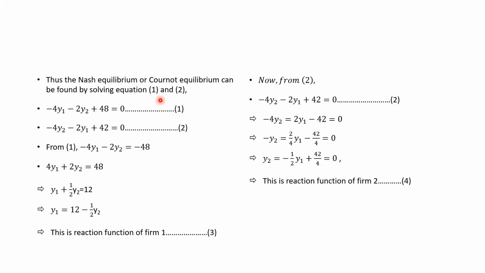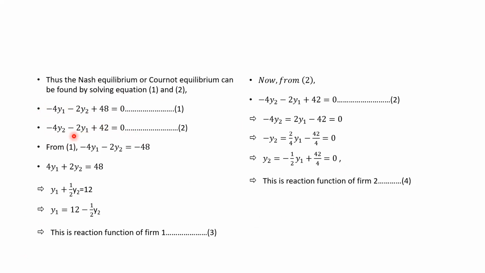Best position for each firm given the position of the other. This can be found by solving these two equations, 1 and 2. The first is minus 4y1 minus 2y2 plus 48 equal to 0. The second equation is minus 4y2 minus 2y1 plus 42 equal to 0.